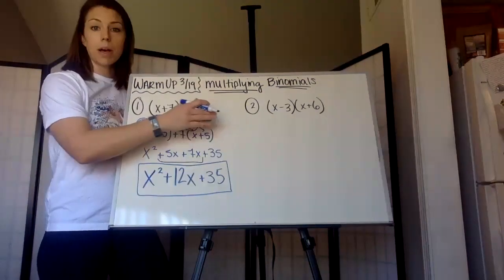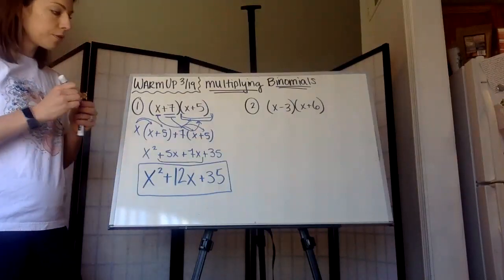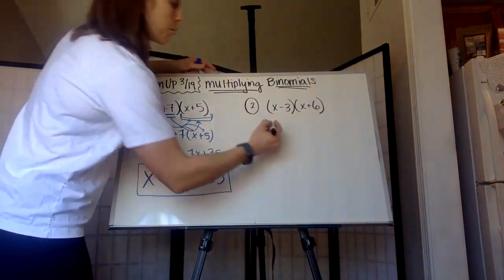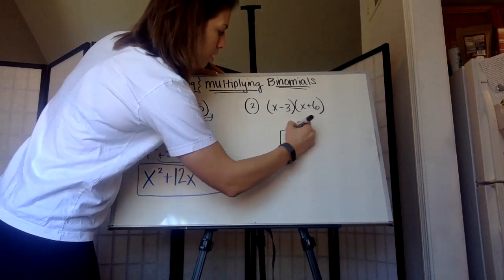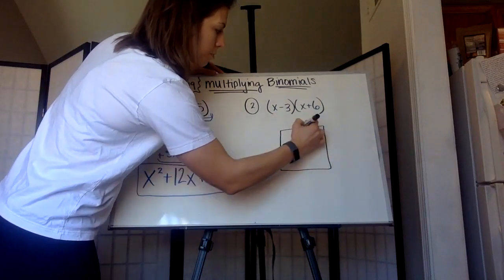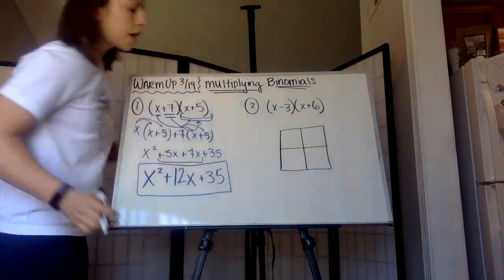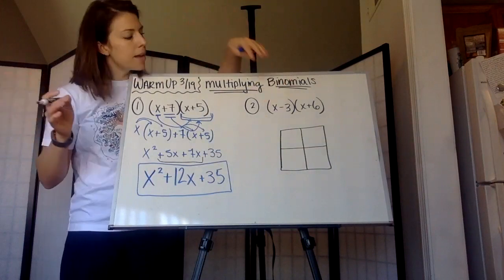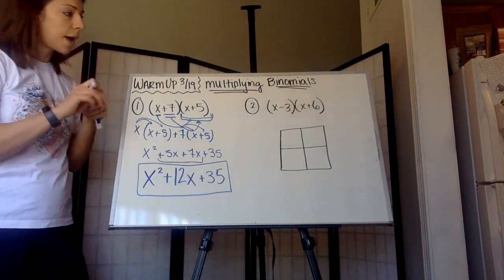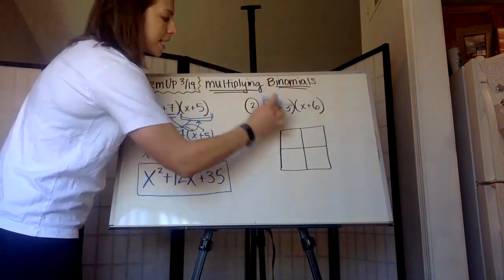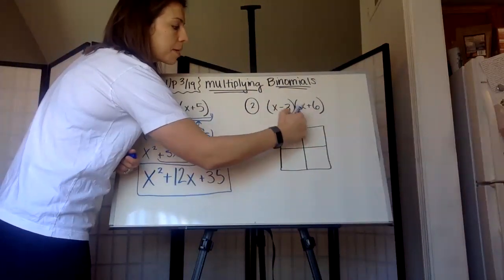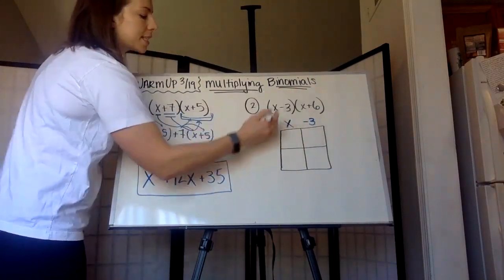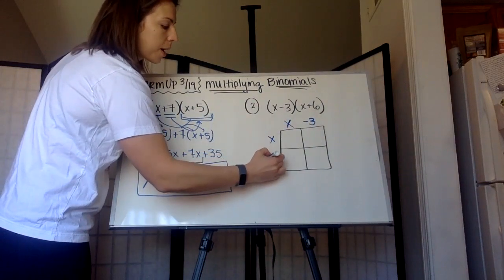So I'm going to do area model on number 2. So if you remember from yesterday, area model, we start with a window. So I'm going to start with a window. Perfect. Draw a little window. Okay, now the first binomial is going to go, it actually really doesn't matter. It could go across the top or it could go down the side. I'm going to put it across the top. So I take x, and I'm going to bring the minus along with the 3 because we're going to look at that as a negative 3. Then I'm going to take the second binomial and put it on the side, x and positive 6.